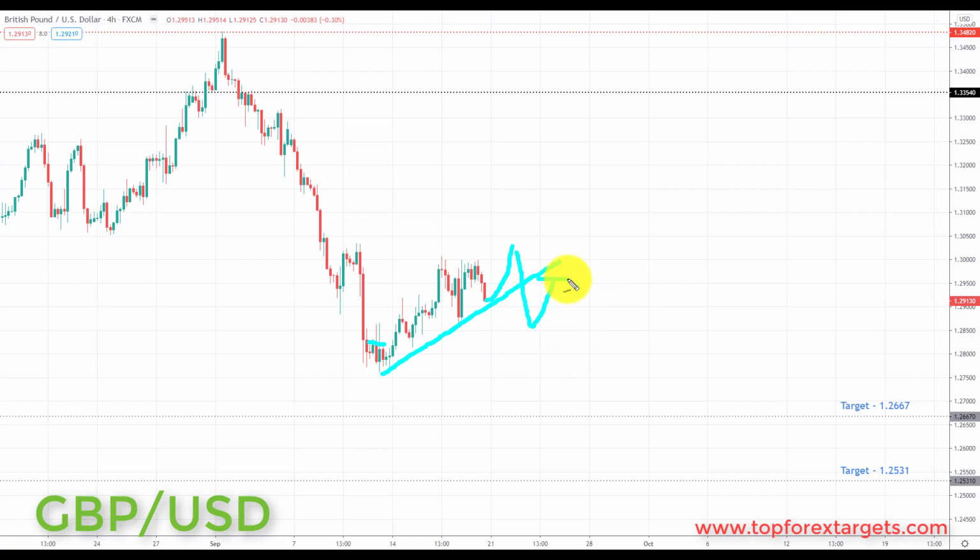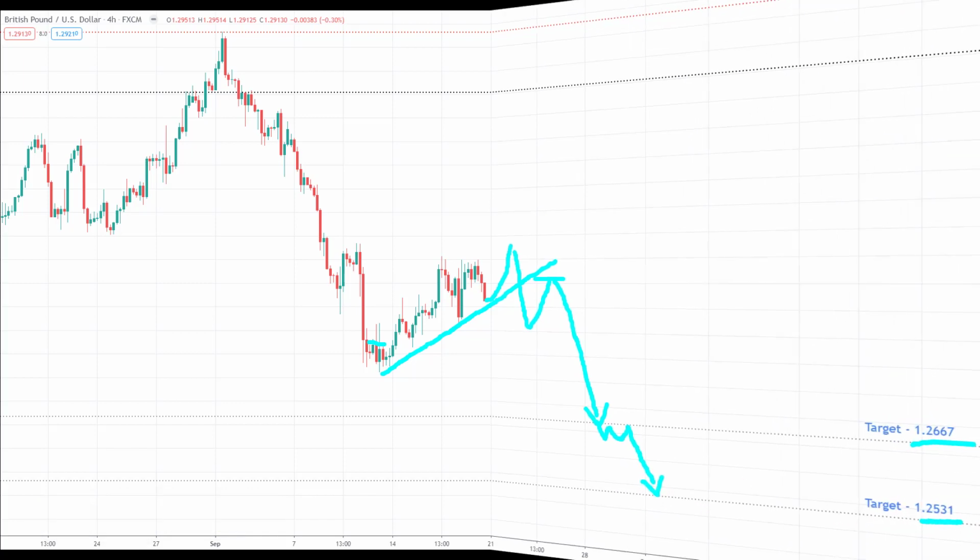And we're going to be looking at initiating shorts down towards the next key of support to the downside and the target set, the 1.2667. And if we can get a break through here, we're going to be looking down towards the next key of support to the downside and target 2, the 1.2531.